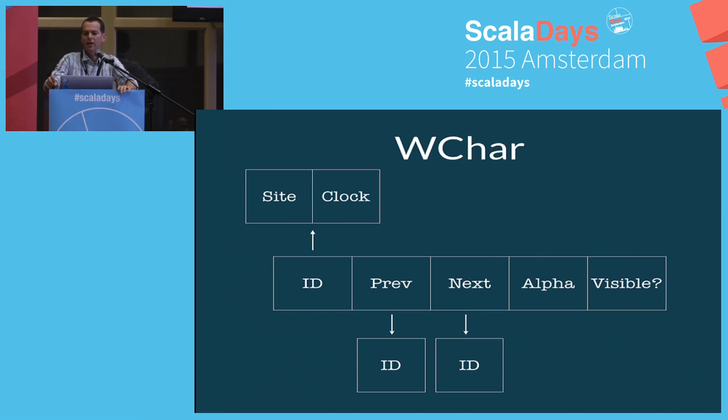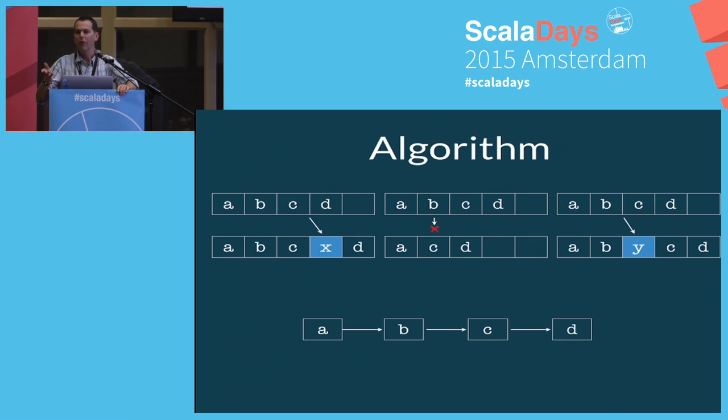And another interesting point about Woot is it doesn't ever delete anything. It just marks things as invisible. And that's an important point. And the way the algorithm works, I'm not going to go through the code for the algorithm, but you can think of text as a kind of graph.